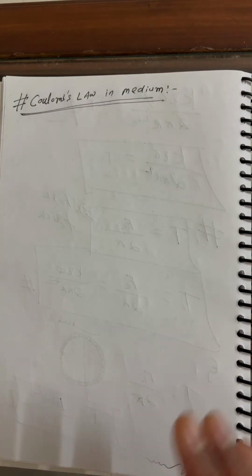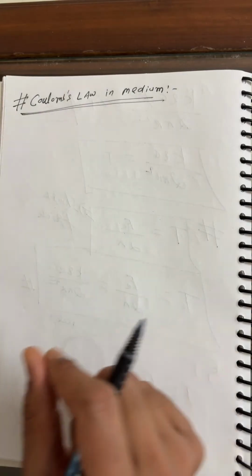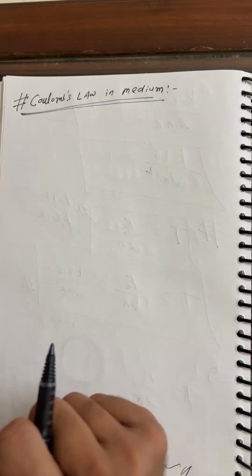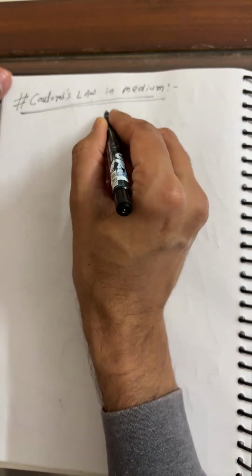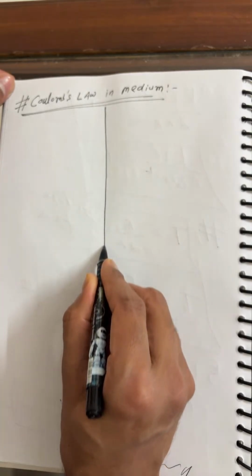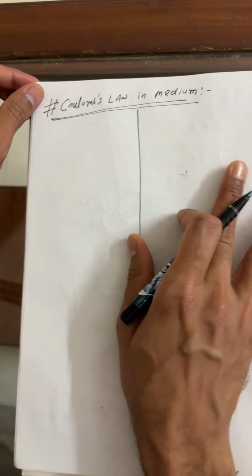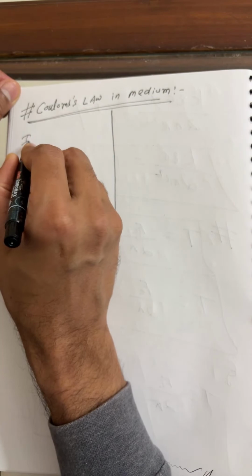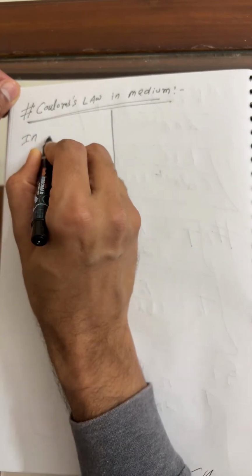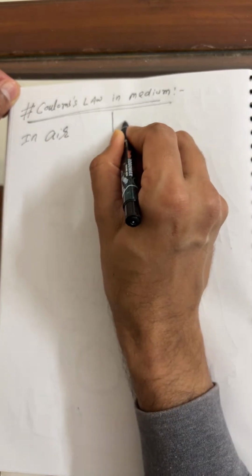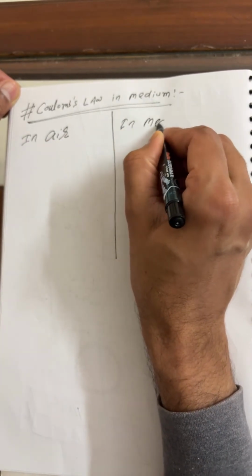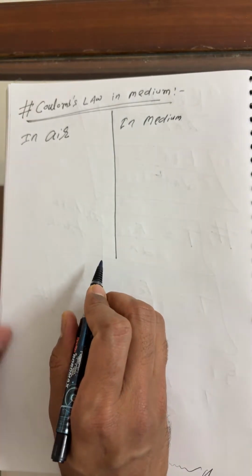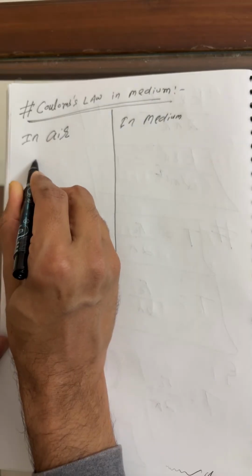How can we understand this concept with the help of a diagram only? You can take two identical charged balls. Here I'm considering initially a pair of charged balls in air, and here a pair in a medium.